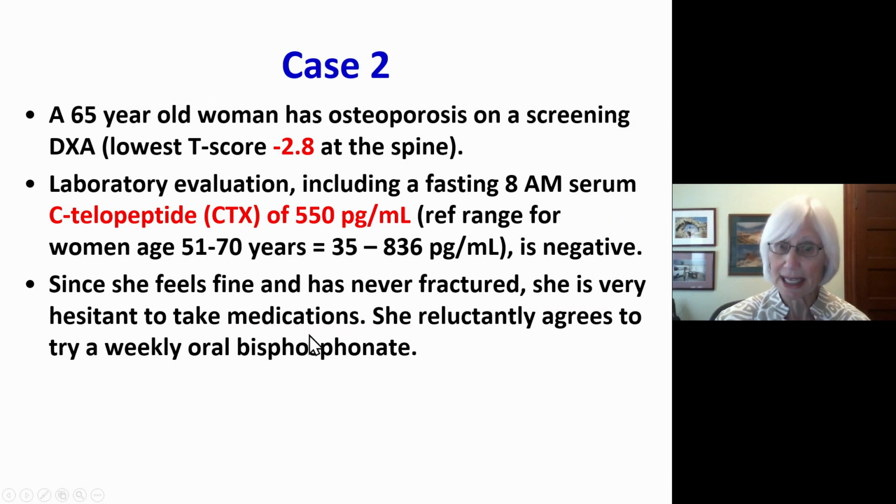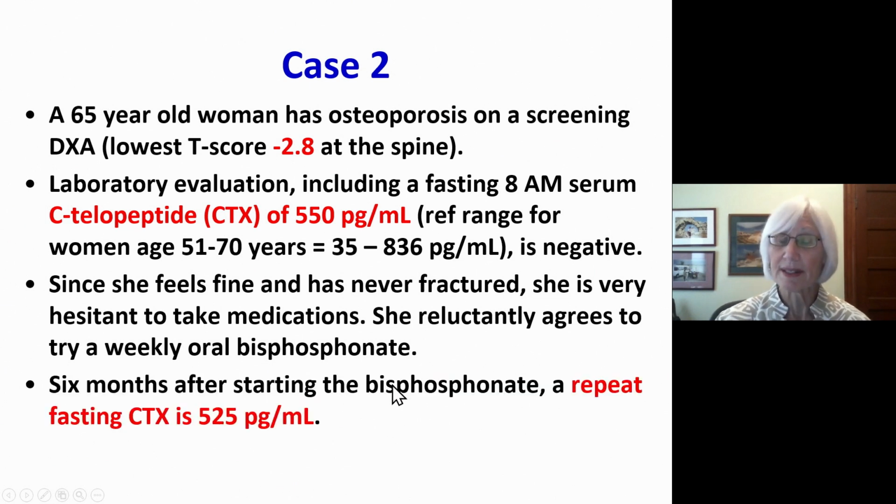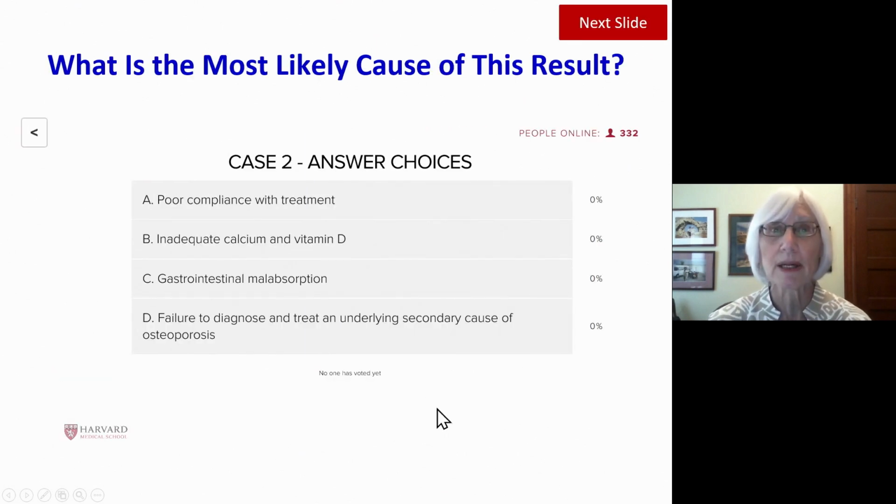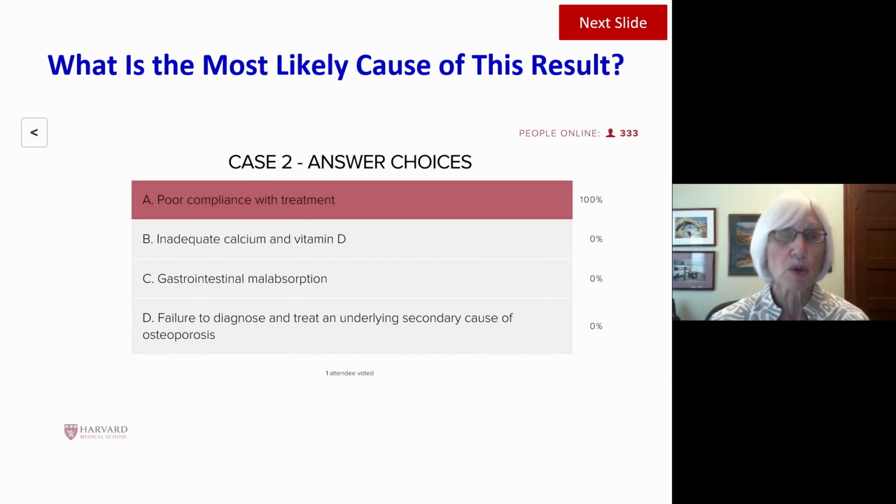She feels fine. She's never fractured. She is very hesitant to take medication, but after you discuss her risk with a low T-score, she reluctantly agrees to try a weekly oral bisphosphonate. 6 months later, after you start the bisphosphonate, you repeat her fasting CTX, and it comes back 525 picograms per ml. What is the most likely cause of this result? A, is it poor compliance with treatment? B, inadequate calcium and vitamin D? C, gastrointestinal malabsorption? Or D, failure to diagnose and treat an underlying secondary cause of osteoporosis?